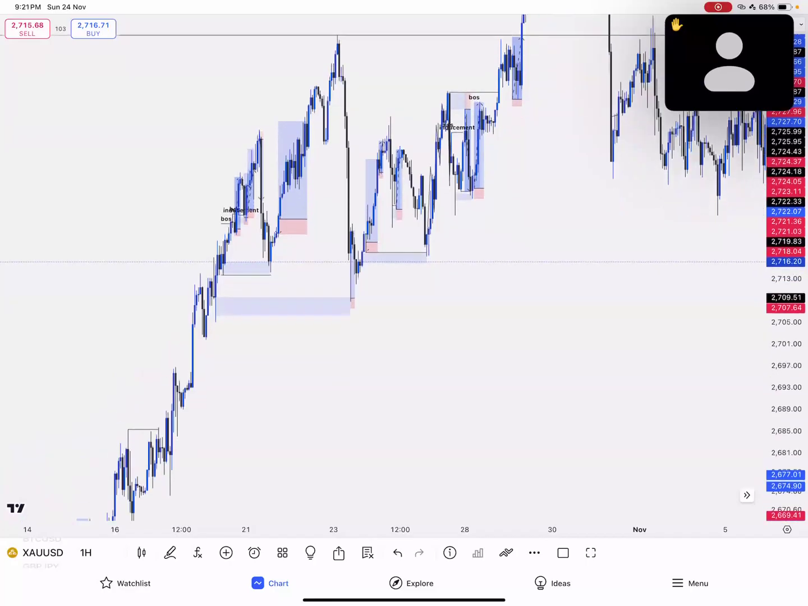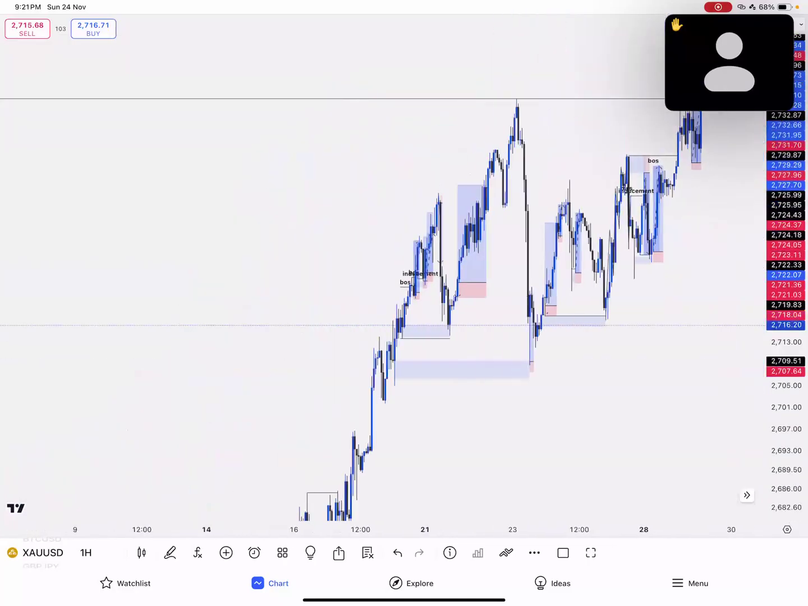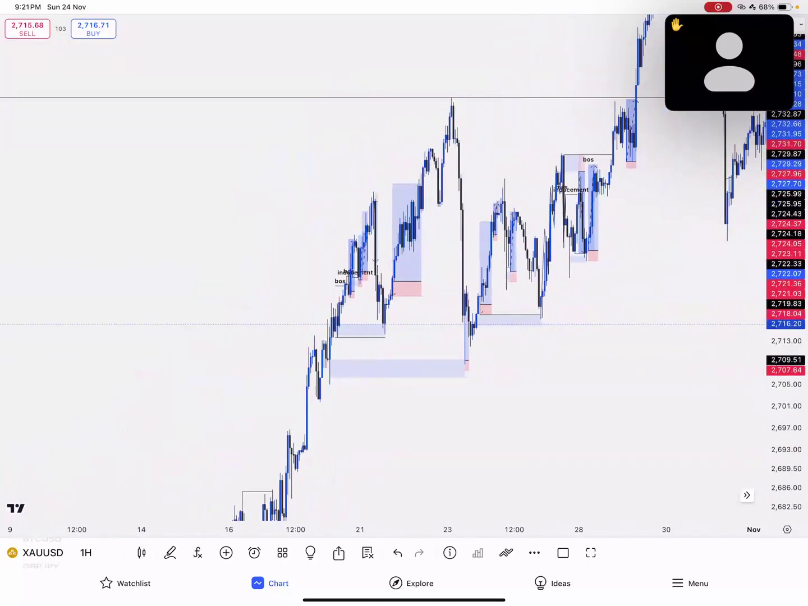What are you talking about? Which trade did you take? Just tell me the trade you took that got you stopped out. Let me know what you're talking about. Which trade did you take? What did you take that got you stopped out? Tell me that gold shifted structure. Which trade did you take that stopped you out?